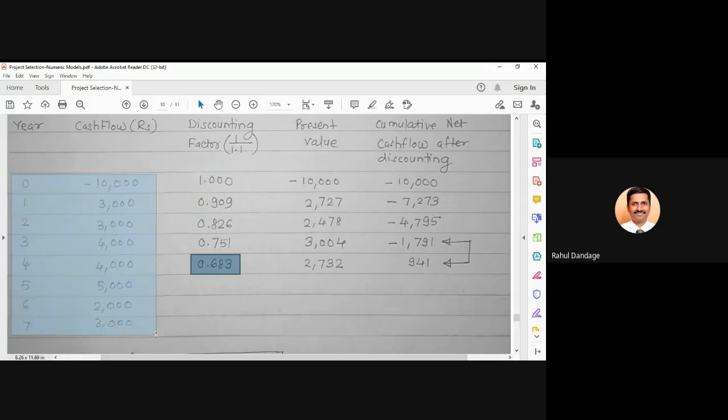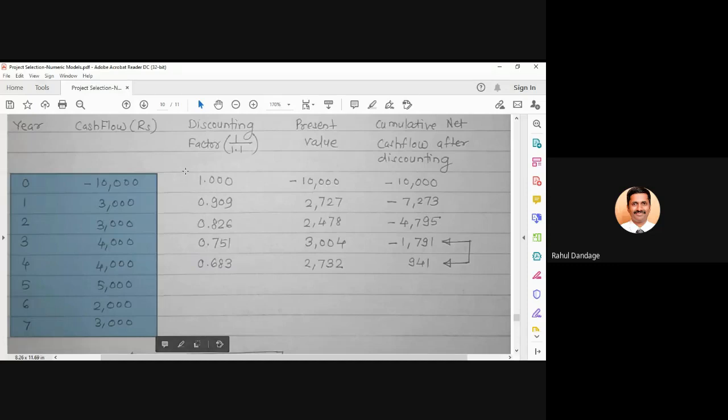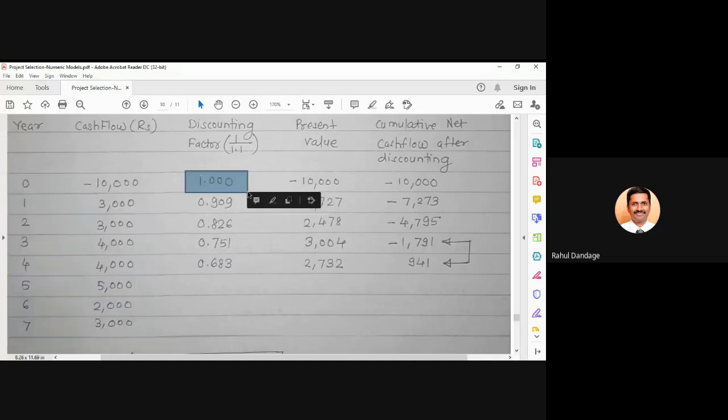So let us say the first two columns we have written as it is. By default, the first value should be taken as 1 because this is year 0. So ideally it is 1 divided by 1.1 bracket raised to 0. So anything raised to 0 is 1. So this discounting factor becomes equal to 1.